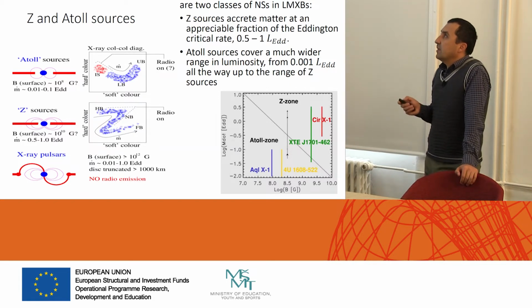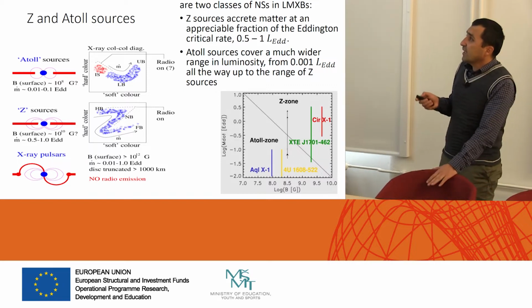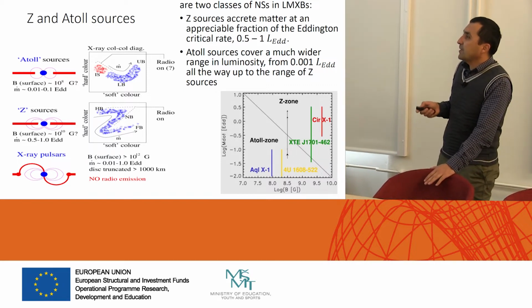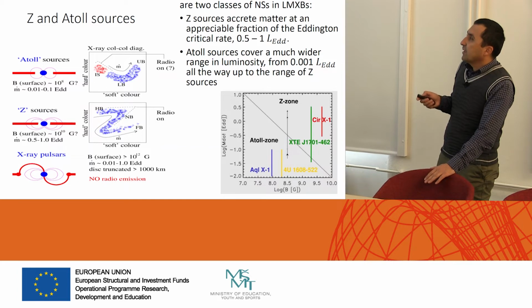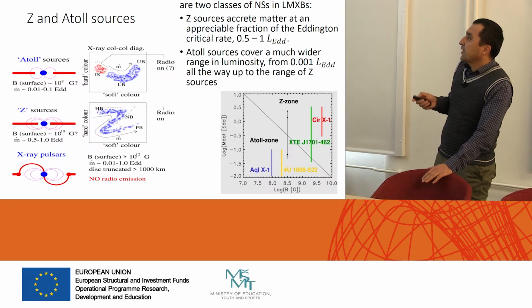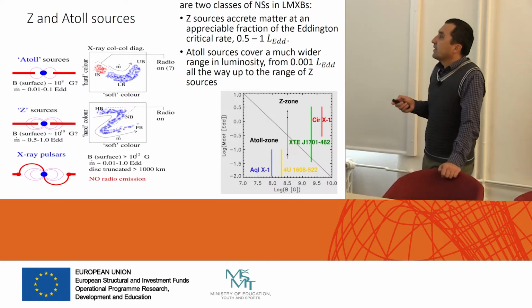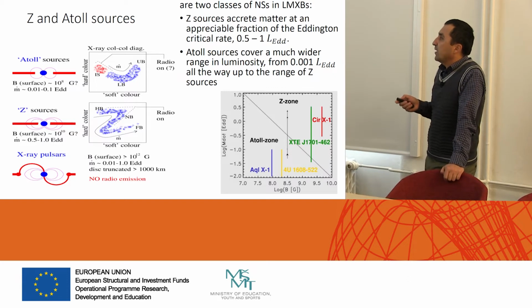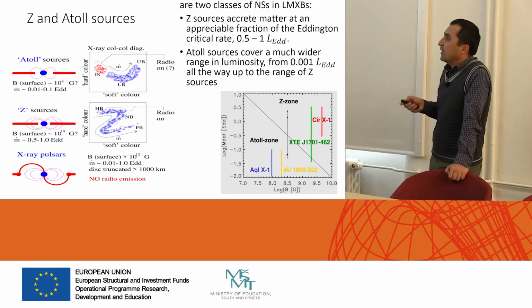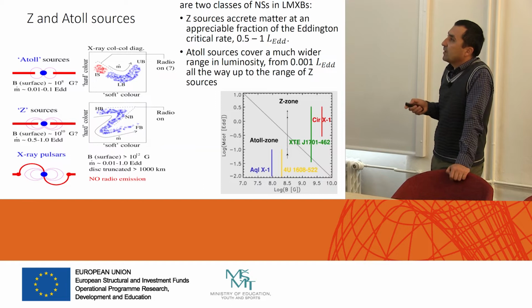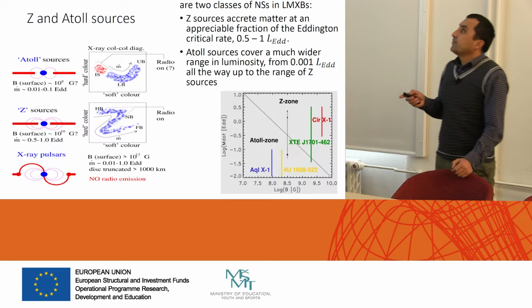So in the logarithmic dependence of the magnetic field and mass rate, we see that the Z sources lie on the top, with the higher magnetic field and the higher values of mass rate.